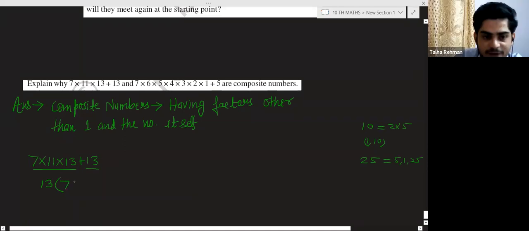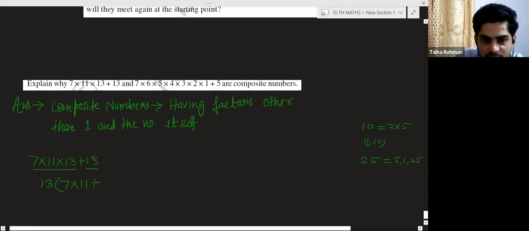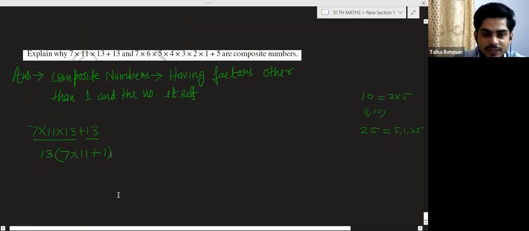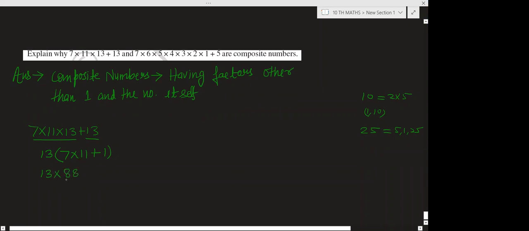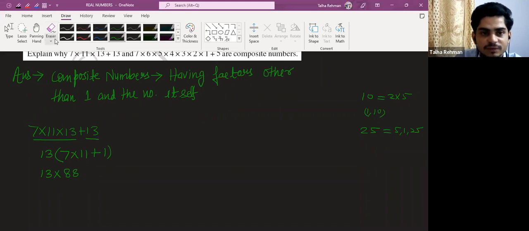So I can write this as 7 into 11. And 1 is nothing, 1 means in multiplication. And what will remain here? 1. Good. So now, Azaan, let's see. This number, I can write this number as this into 78. Sir, 78? Yes.